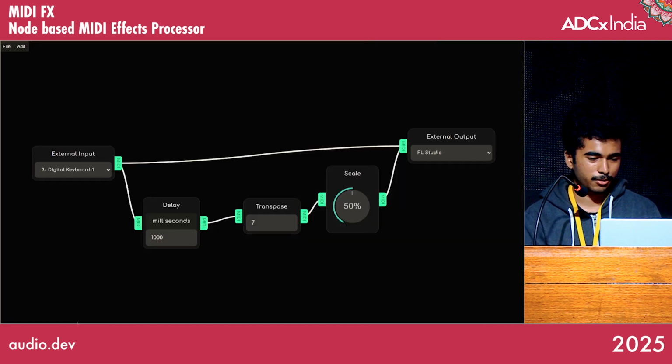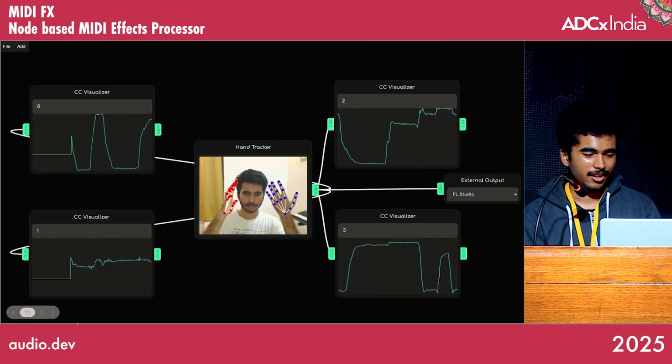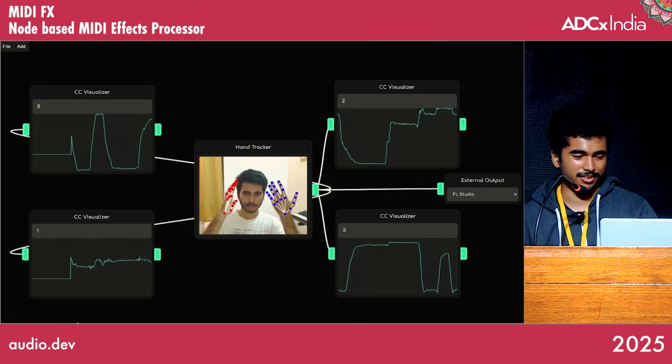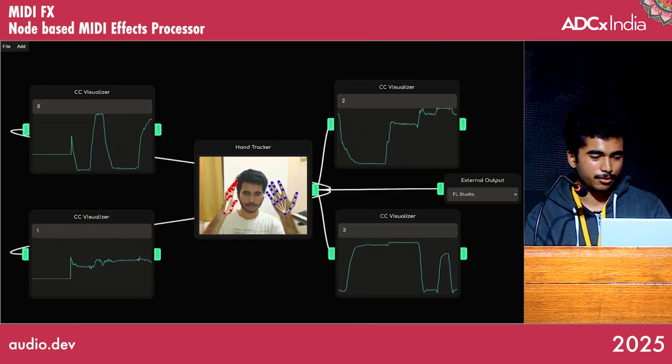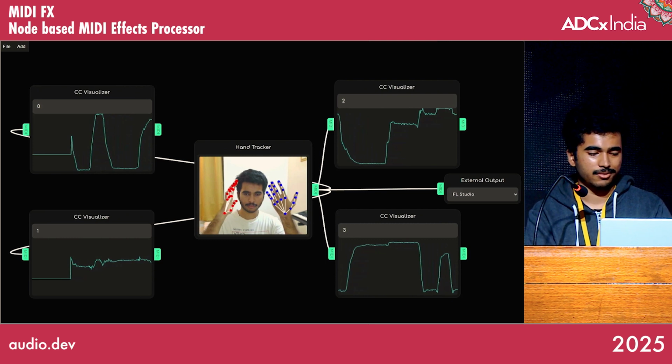Now I want to show you another demo, which is the hand tracker. I've set it up in this way, where I have the hand tracker node in the middle, and on the 4 sides I've kept other nodes. These are called control change visualizers. They can see what is the value of a knob or any control that's being changed.